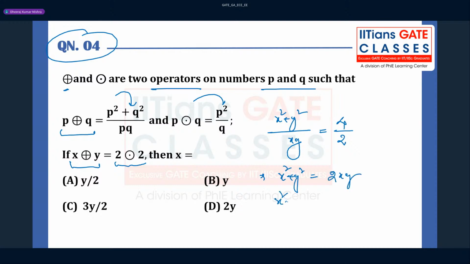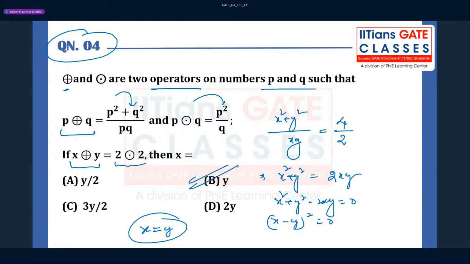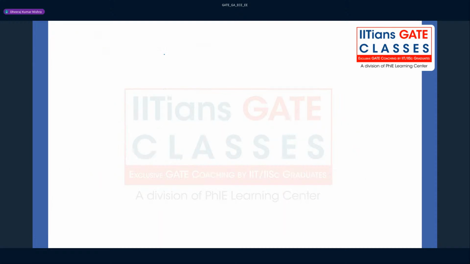What is this, guys? x square plus y square minus 2xy equals 0. So (x minus y) whole square equals 0. So what is x? x equals y. Simple. So answer B will be correct. Again, this question is very simple. You don't need any sort of formula. This is an observation and logic based question. So option B is going to be correct here.